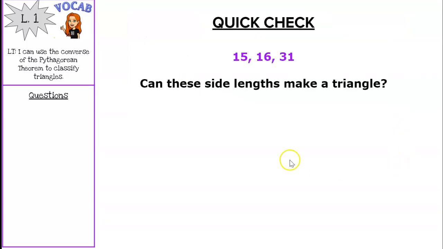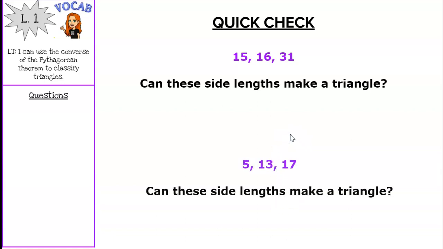Quick check for you. 15, 16, and 31. Can these side lengths make a triangle? Answer yes or no in the Edpuzzle. 5, 13, and 17. Can these side lengths make a triangle? Yes or no in Edpuzzle.